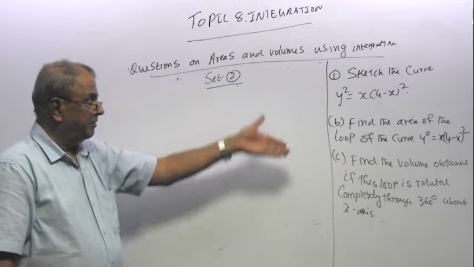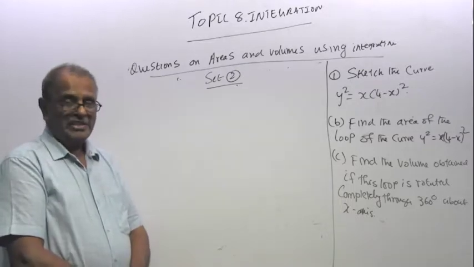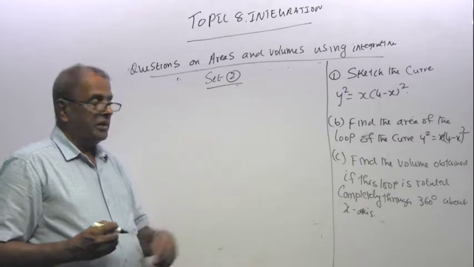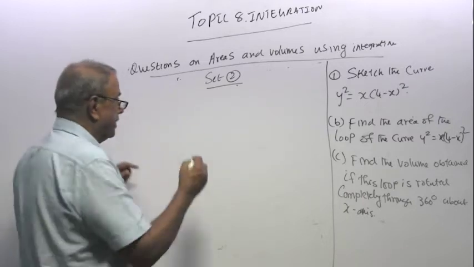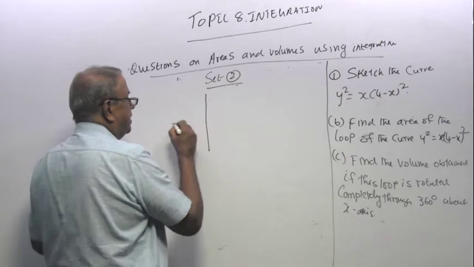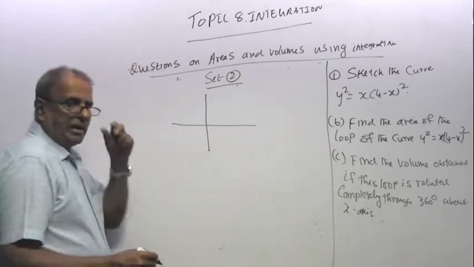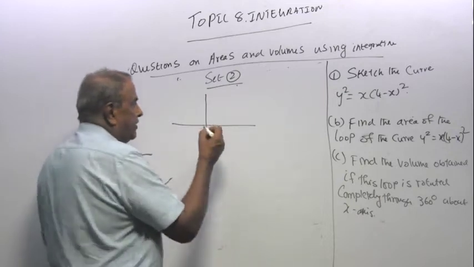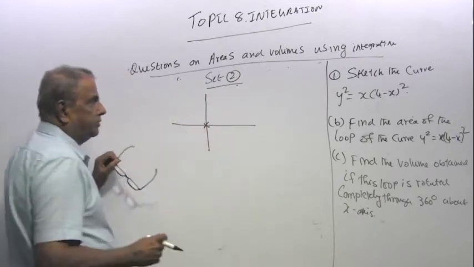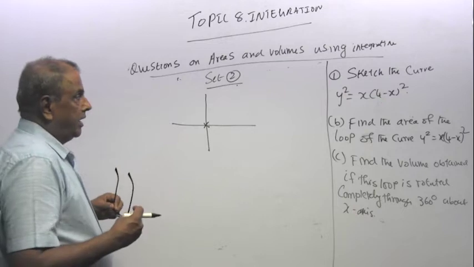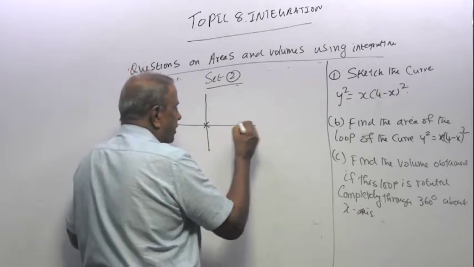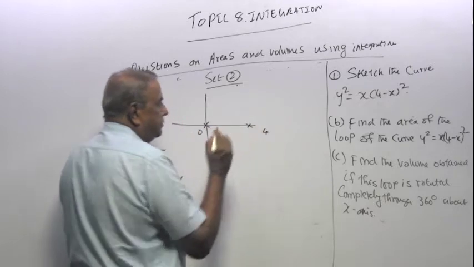You can see I have written one question. Let's do that first. Sketch the curve y squared equals x times (4 minus x) whole squared. Right, the moment it is y squared, it is symmetrical about the x-axis. When x is 0, y is 0. And when x is 4, y is 0. So that much I know.